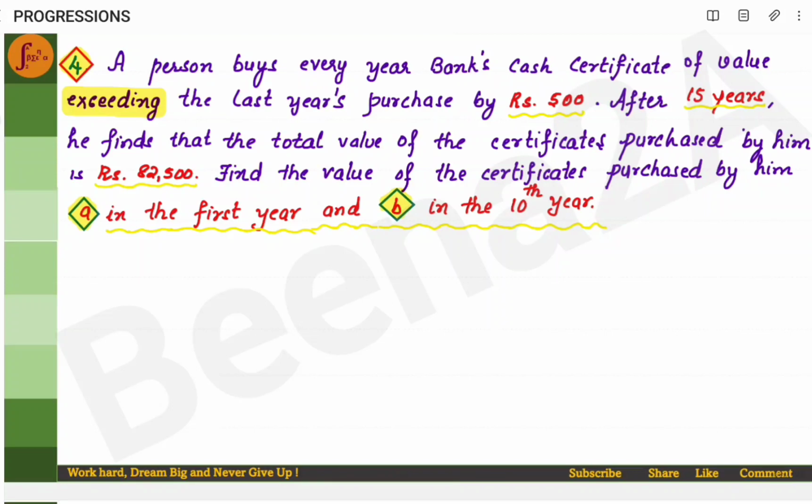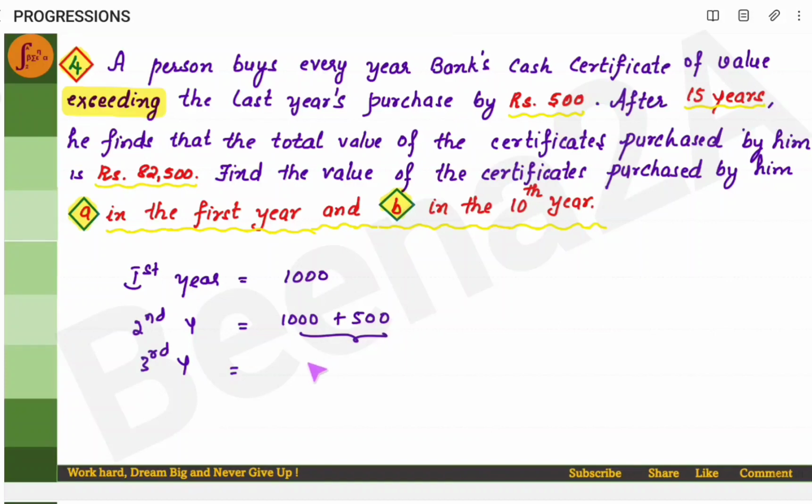previous year. So for example, say first year he buys it for say 1000 rupees, right? Second year he'll increase it by 500 rupees. Third year he'll take this 1500 and again increase it by 500. Now fourth year, this is 2000, right? So he'll take 2000 and again increase it by 500.